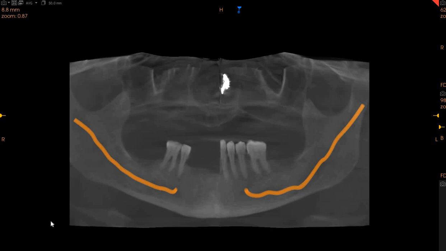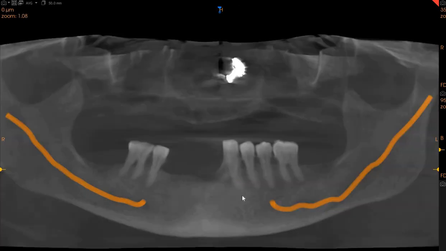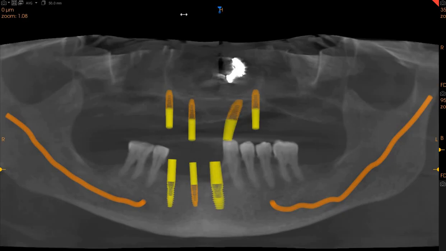This is the CBCT of the patient that you had requested. The area of interest is the upper and the lower arch for implant placement. Now, implant placement in the upper arch is absolutely difficult, especially because of the limited bone quantity that we have.